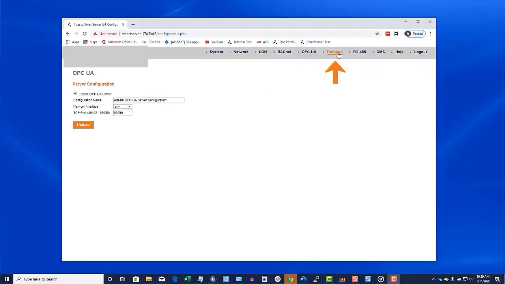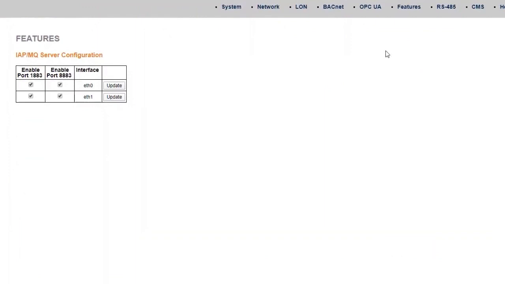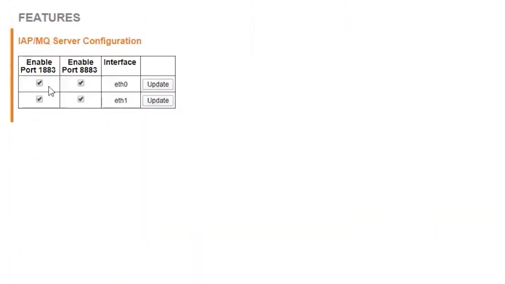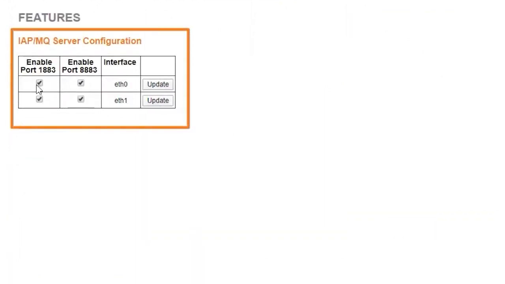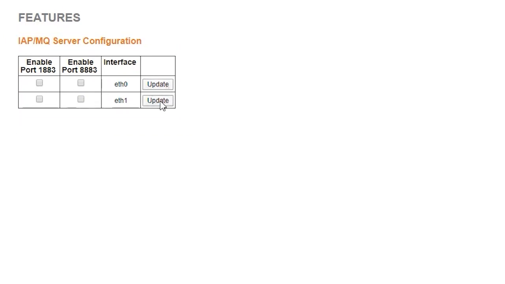In the Features tab, you can enable the ports used by the MQTT communications. The IAP-MQ feature must be enabled if you have external applications that use the IAP-MQ API. Best security practice will disable this feature if you do not have such applications in the system.